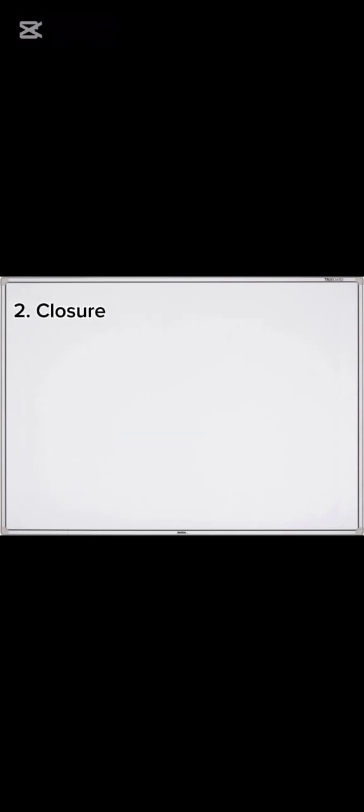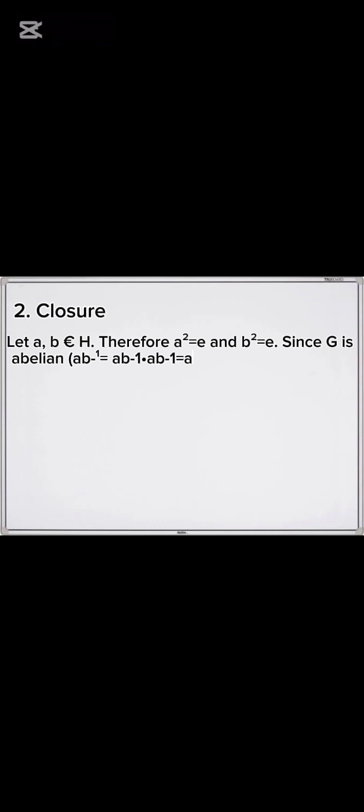So my second test is closure. So closure says that if a and b are in H, I have to show that ab inverse is an element also of H. Now, if a and b are elements of H, then I can say that a squared is equal to e, and b squared is equal to e. Again, based on the definition of the subset. So both of those are true.